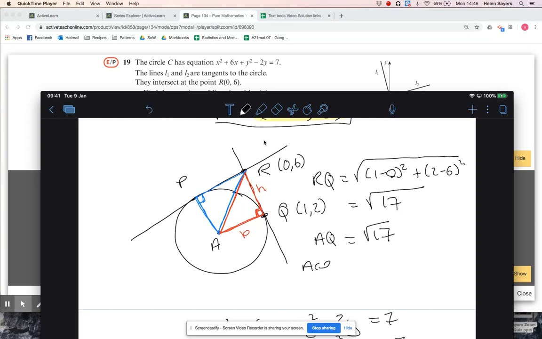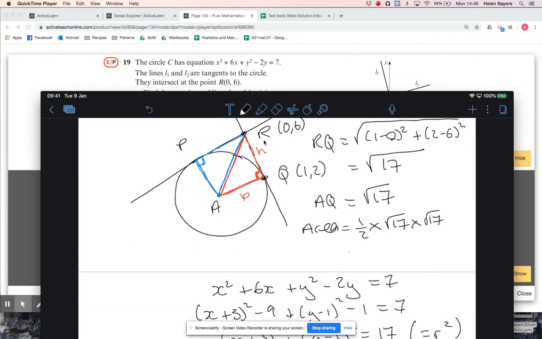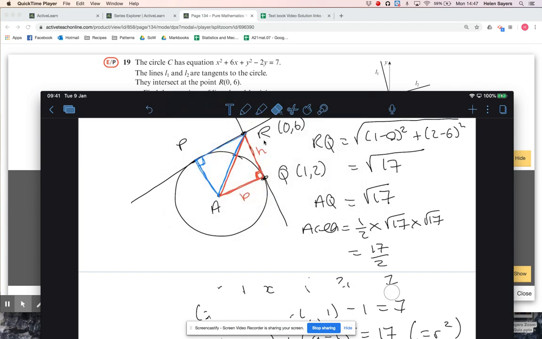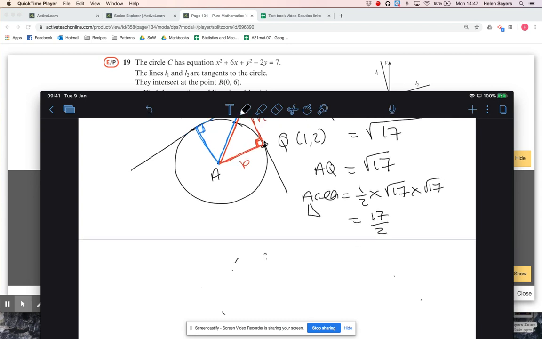So the area of the red triangle is half times base times height. So that is going to be half times 17, isn't it? So 17 over 2. Okay, so that's the area of the red triangle. So let's just make it clear that's the triangle. So the area of the quadrilateral they asked for is going to be double that.